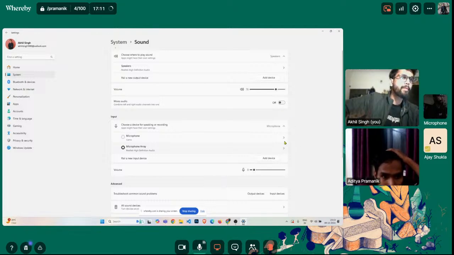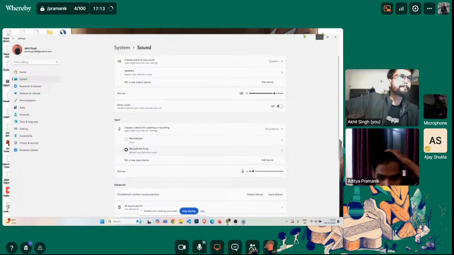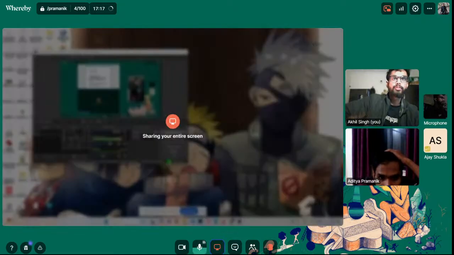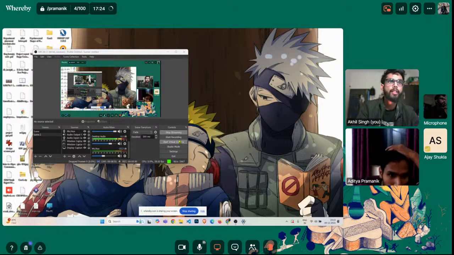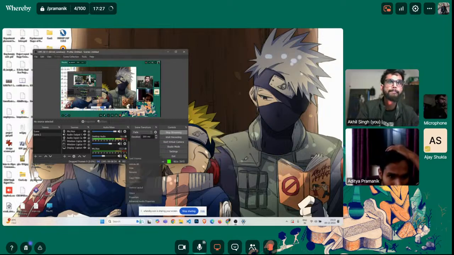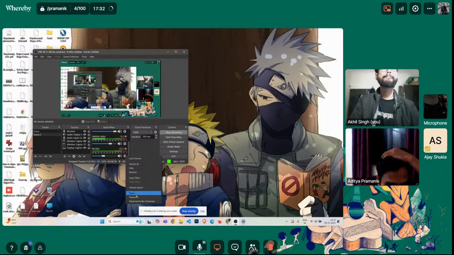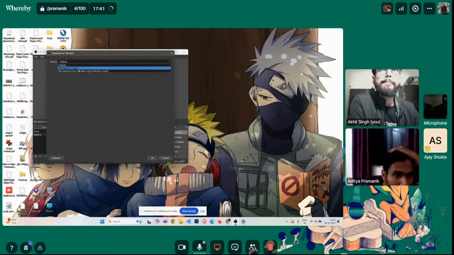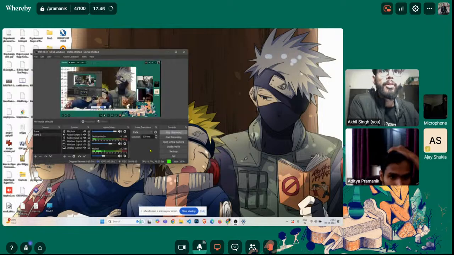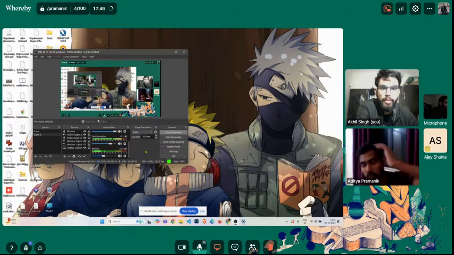Can you open the OBS? I don't think you are audible. OBS is not recording, right? Can you tap on the OBS microphone setting right after the speaker icon? Properties. Try selecting the generally used device. Yes, I think it's working now. Can you check on the stream as well?